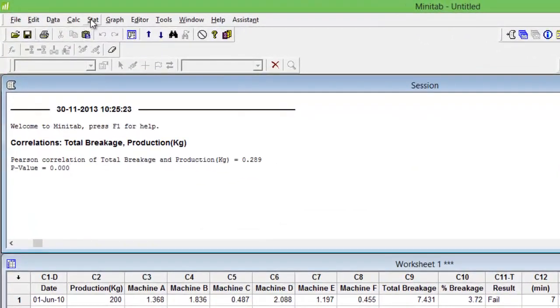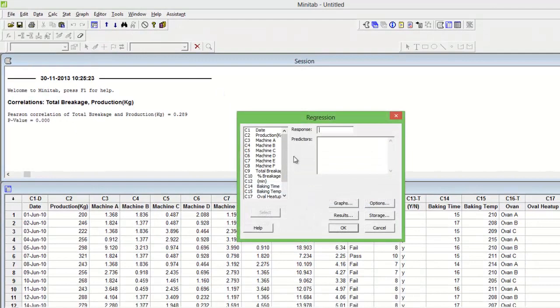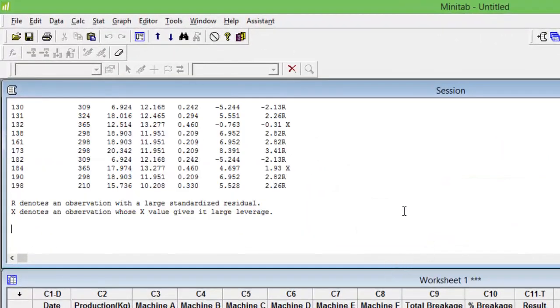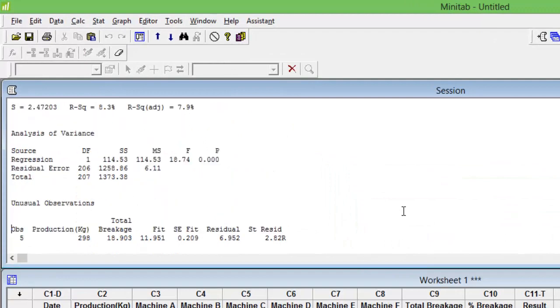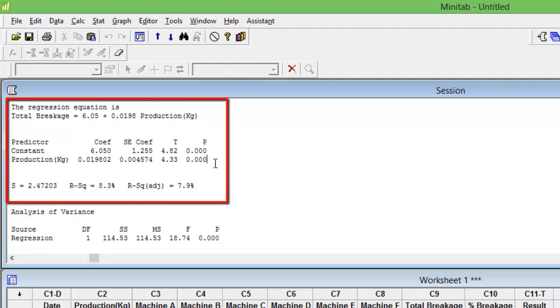Regression will again lie in stats, regression. Choose in the response column your Y, which is my total breakage here, and X, which is the production in kg. Press OK, scroll upwards. If you see here, it is saying production and it gives you a p-value. It is giving me a p-value of 0.000, which means X significantly impacts my Y. However, the R-square value is very small, 8.3 only. So the percentage contribution of X on Y is only 8.3%.